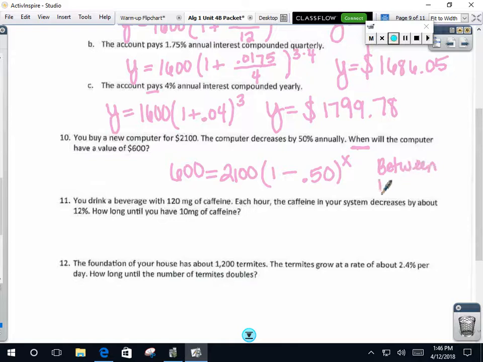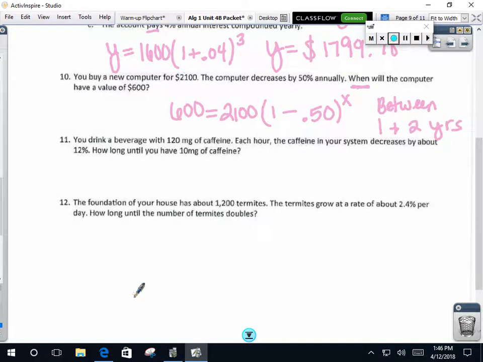Now, when you get to Algebra 2, you're going to learn about logarithms, and logarithms will allow you to solve for x to know exactly what the number is. Junior year.